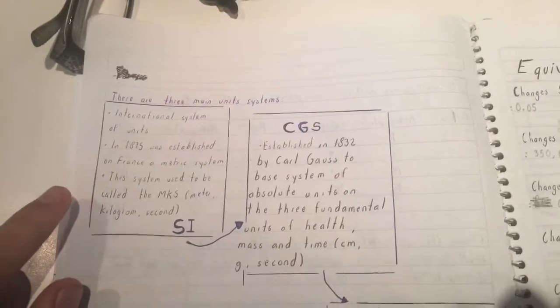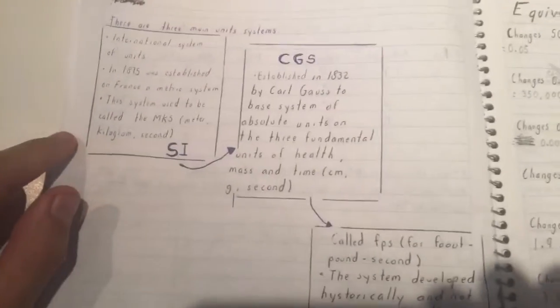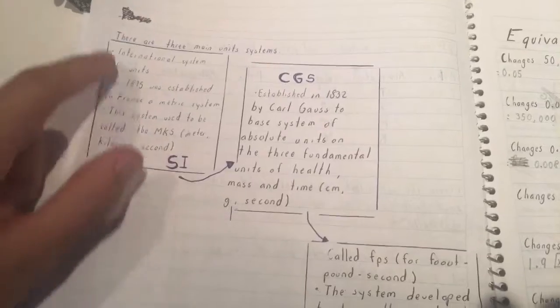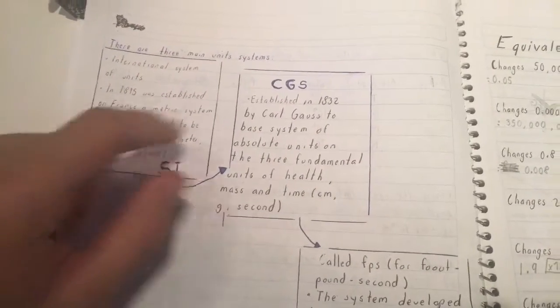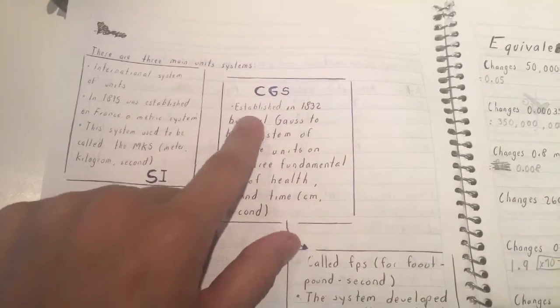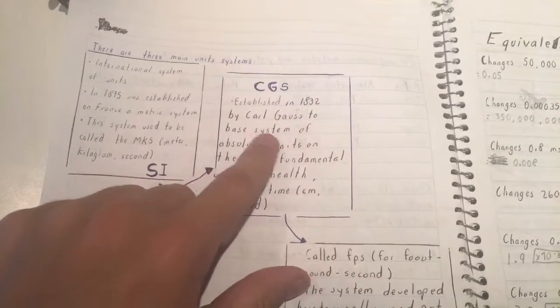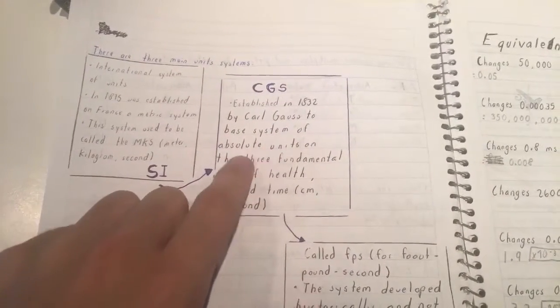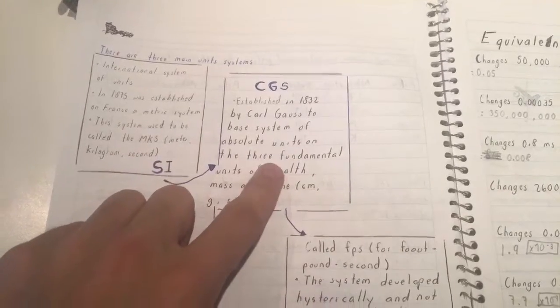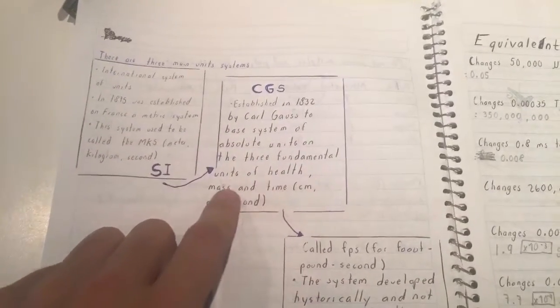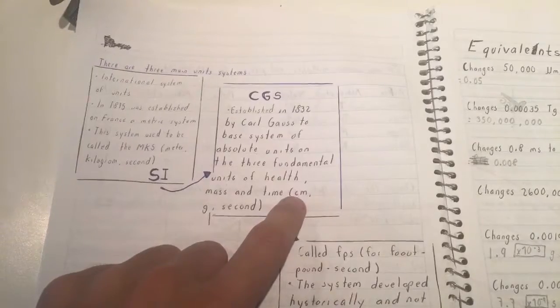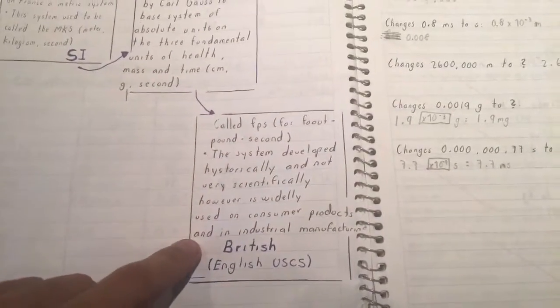We have here some problems, and here we have that there are three main unit systems. We have the SI, the International System of Units, and we have the CGS, established in 1832 by Carl Gauss to base a system of absolute units on the three fundamental units of length, mass, and time, like centimeters, gram, and seconds. Here we have the British one.